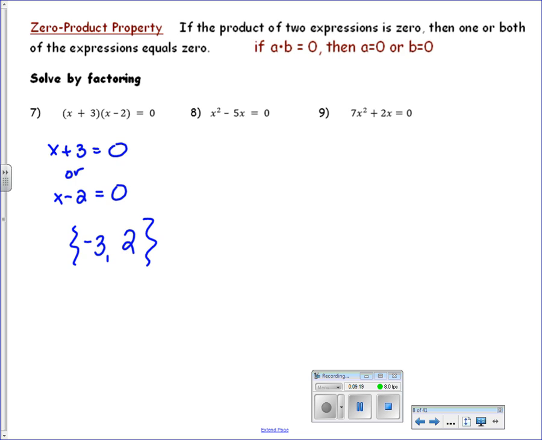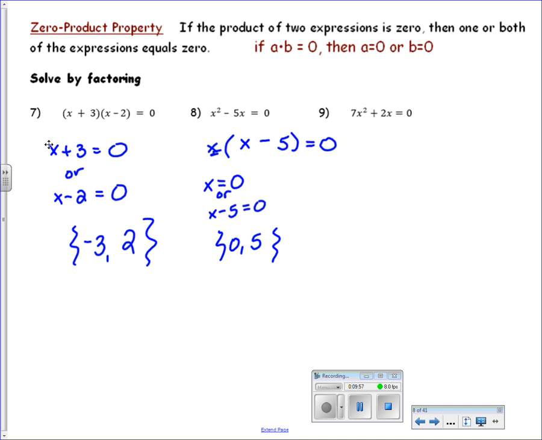A lot of times when you have two terms, very often they have something in common. So in number 8 and number 9, these are what we call the GCF problems. So we're going to take out an x. If I have x squared and I divide out the x, there'll be 1x left. And then 5x, divide that by the x, we'll have 5. And then that's going to equal 0. So this plain old x here is going to be 0, or x minus 5 is going to equal 0. And so then we have our two solutions, 0 and 5.